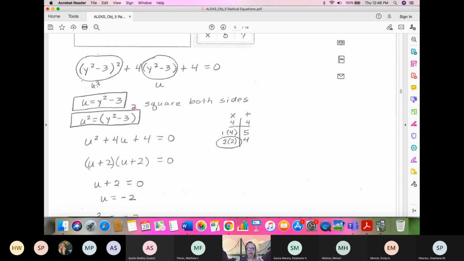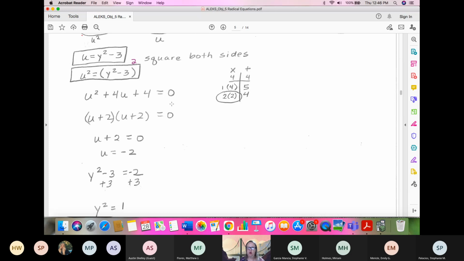So what do we get? This is u squared plus 4. This in parentheses is our u, plus 4 equals 0. So this is pretty easy to work with.